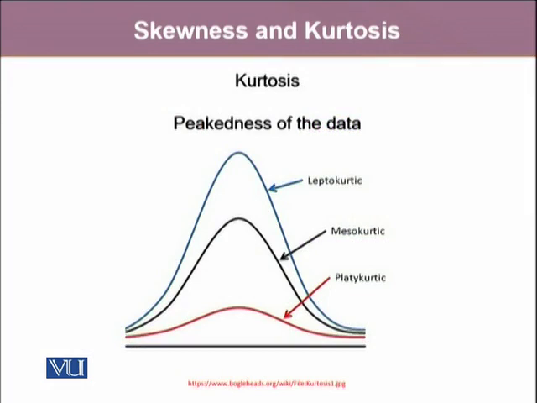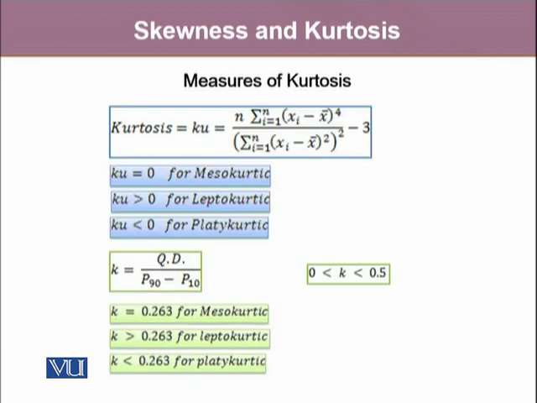The other measure is kurtosis. Kurtosis helps us to measure the peakedness of the data. There are three types of peaks. It could be leptokurtic, it could be mesokurtic, or it could be platykurtic. There are two different formulas that could be used to measure kurtosis. The first one is based upon moments, and the second one is based upon, again, the quantiles.